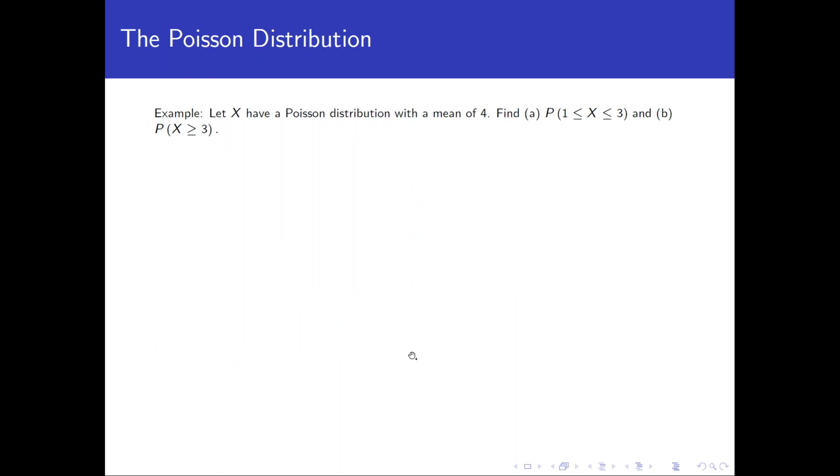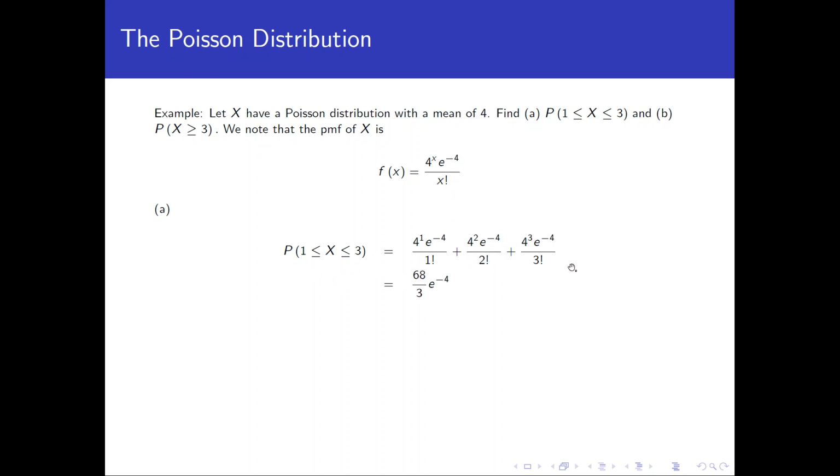So let's do a quick example here. Let's suppose that x is a Poisson distribution that has a mean of 4. Let's find the probability that x is between 1 and 3, and the probability that x is greater than 3. Lambda is 4 in this case, so here's our PMF. For part A, if we want between 1 and 3 inclusive, we'll plug in 1, we'll plug in 2, we'll plug in 3, and add them together. That gives you that value, 68 thirds e to the negative 4th. And if you really want to get a decimal, you can go plug it into a calculator.